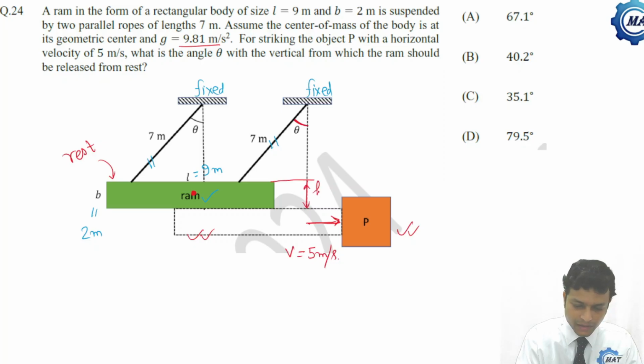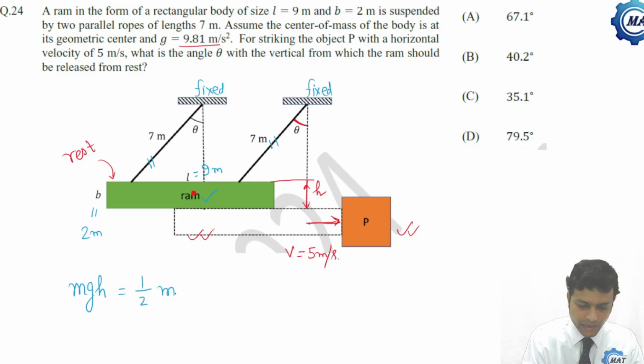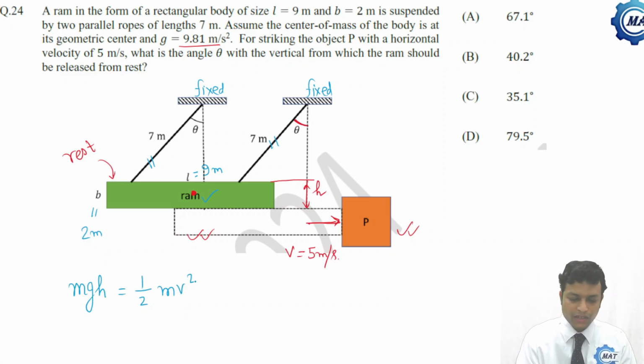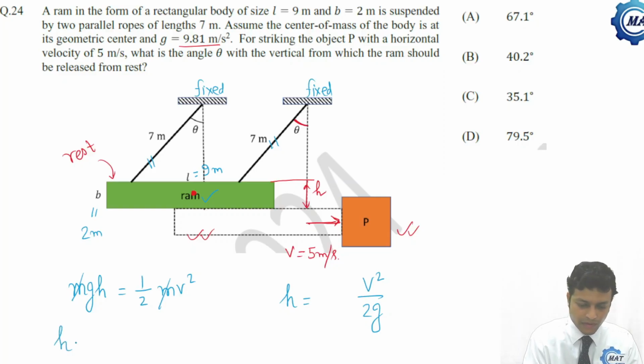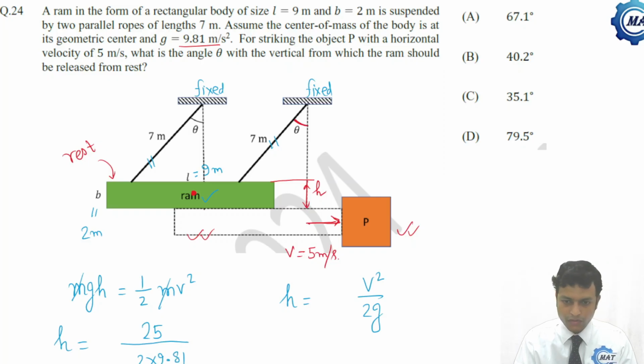Applying the principle of conservation of energy, mgh should be half mv square. Gravitational potential energy is converted to kinetic energy. So m can be cancelled, the value of g is given, so h is v square by 2g. Let us put in the values and you will get h. h should be v square, v is 5, that is 25, divided by 2 into 9.81.